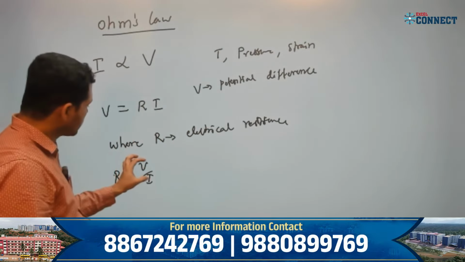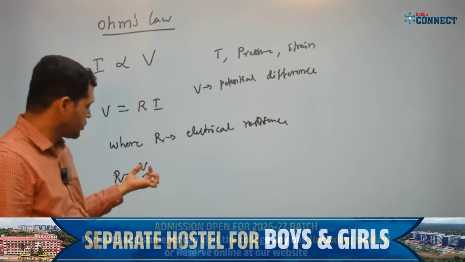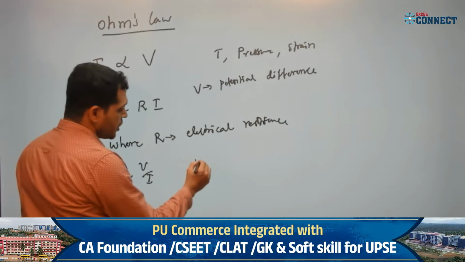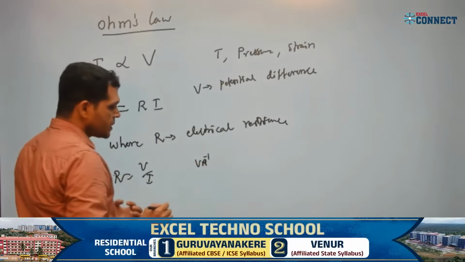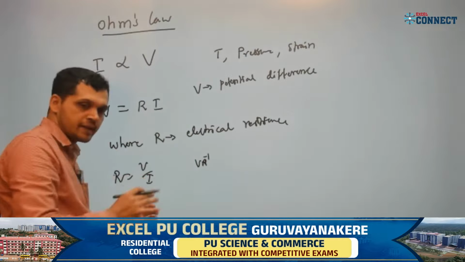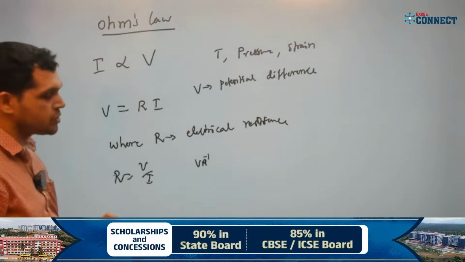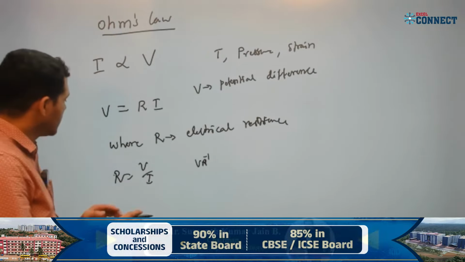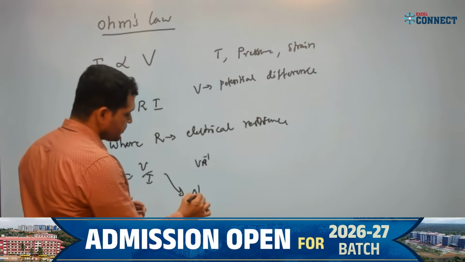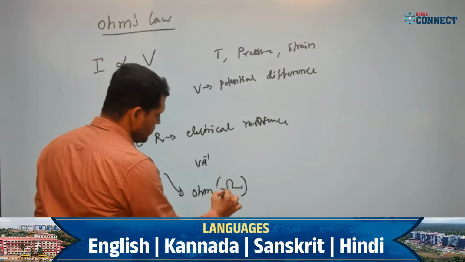Now, V is the potential difference and I is the current. The unit of potential difference is volt, and the unit of current is ampere, so the unit of resistance is volt per ampere. Based on the name of the scientist George Simon Ohm, who gave this statement of Ohm's law, the unit is represented as ohm, with this symbol.